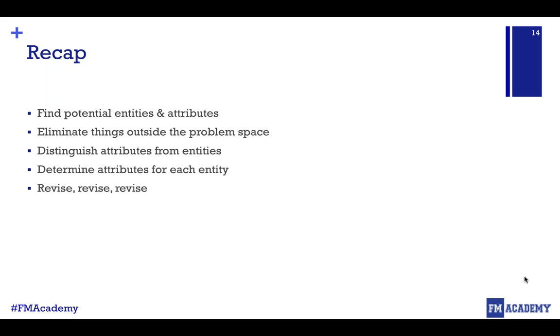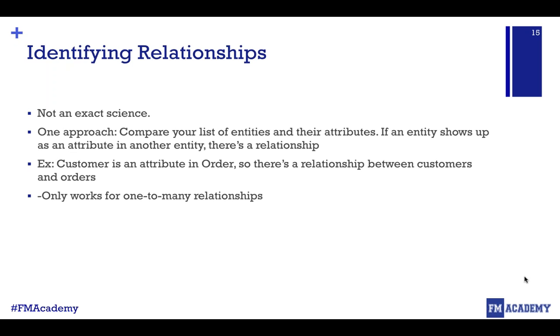And then this process is not a one and done. You're going to end up refining it over time as you learn more about the business, as you learn more about the application, and people will give you feedback, the testers, et cetera. Okay, so once you have your entities and your attributes, now the next step is to figure out the relationships between them. Now, unlike identifying the entities and attributes, identifying relationships is not an exact science.